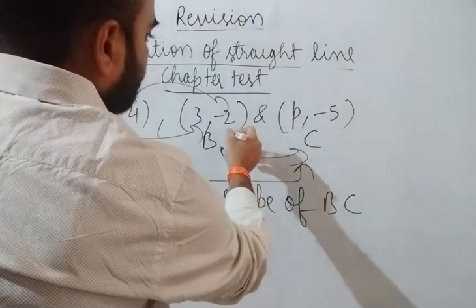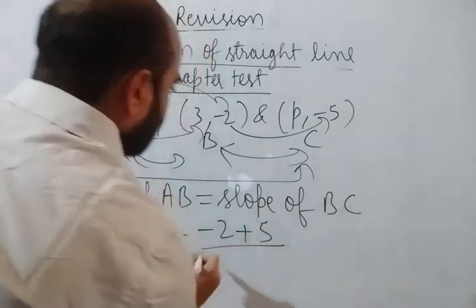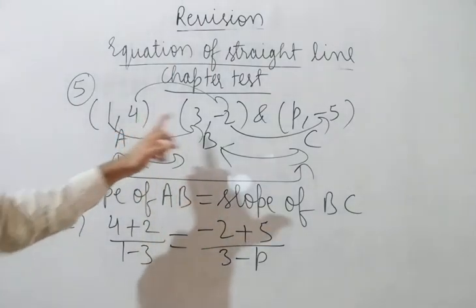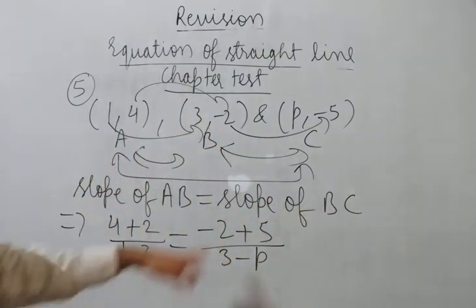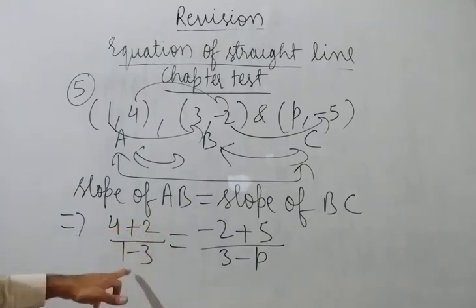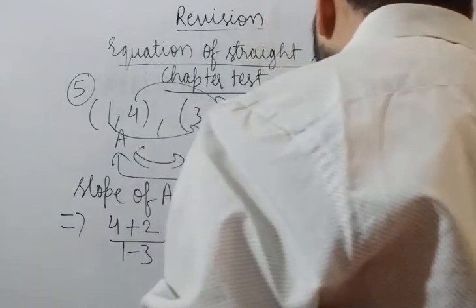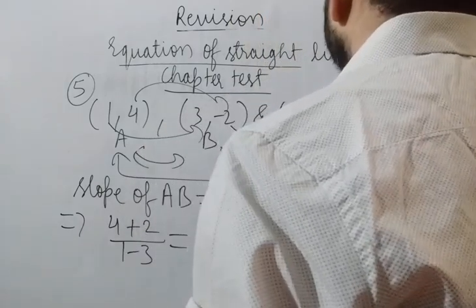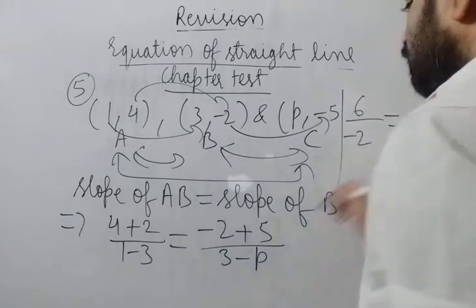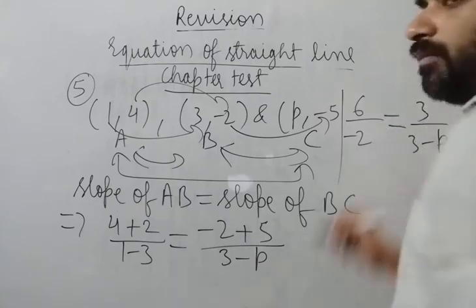Next one is slope of BC. So we can take minus 2 minus minus 5, that is plus, upon 3 minus p. Correct? (y2 minus y1) upon (x2 minus x1). So 6 upon minus 2 equals 3 upon 3 minus p. Clear?